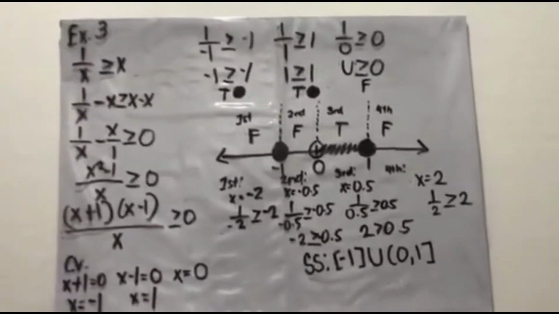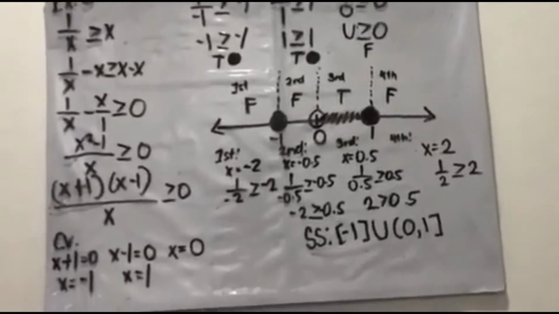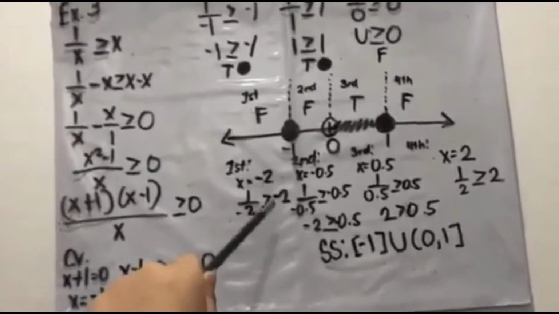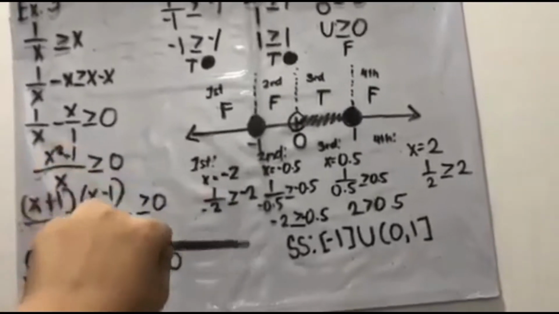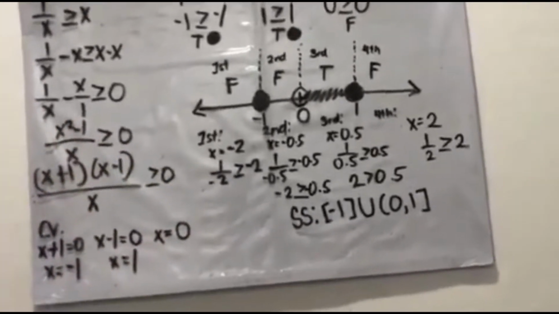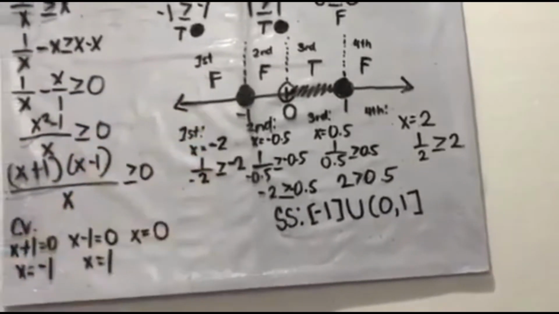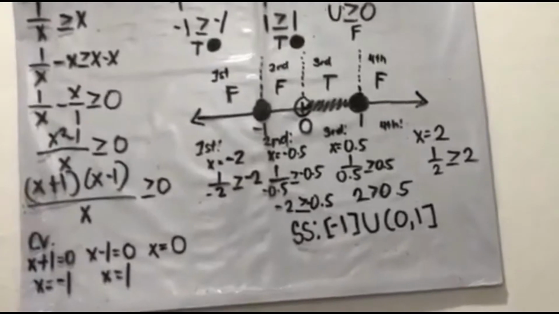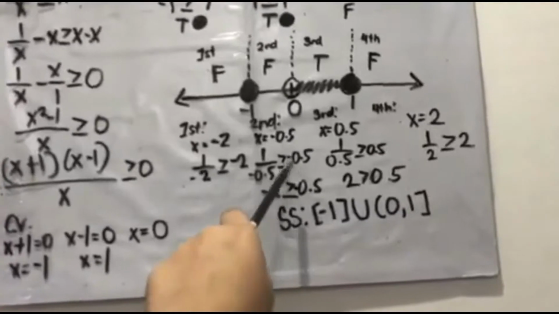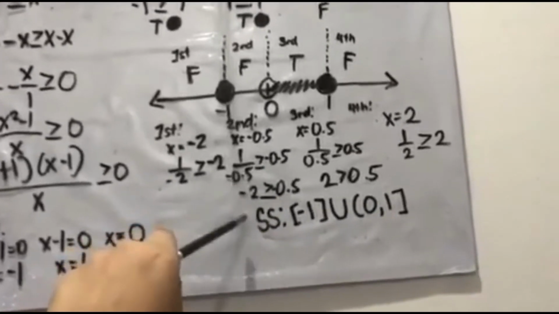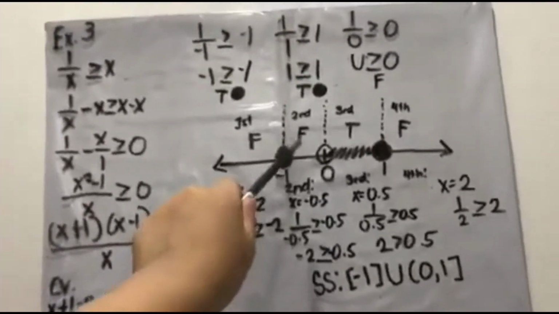Then, next naman, kukuha tayo ng mga number in each interval para malaman natin kung kasama ba siya sa solution set. First interval is negative 2. So, 1 over negative 2 is greater than or equals to negative 2. False. False yung sagot dyan. Then, doon tayo sa second interval. Ang kukunin natin is negative 0.5. So, 1 over negative 0.5 greater than or equals to negative 0.5. Negative 2 greater than or equals to negative 0.5. False din yung sagot dyan.